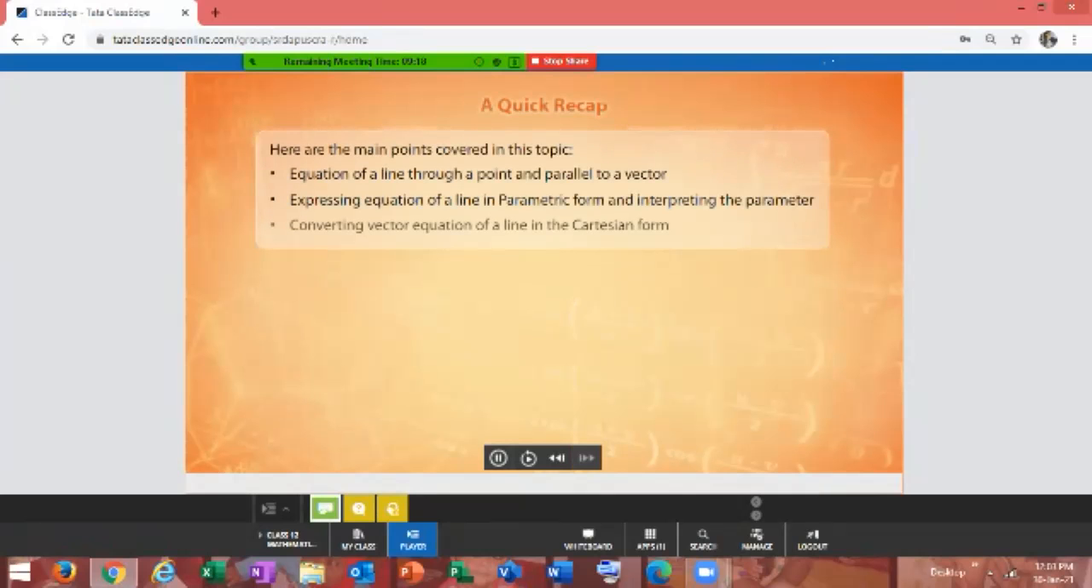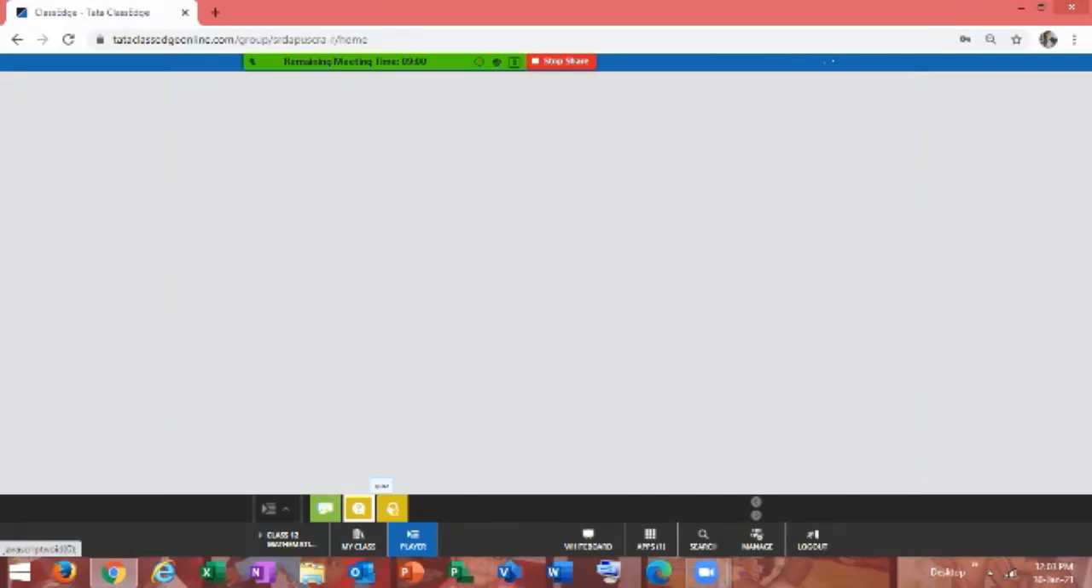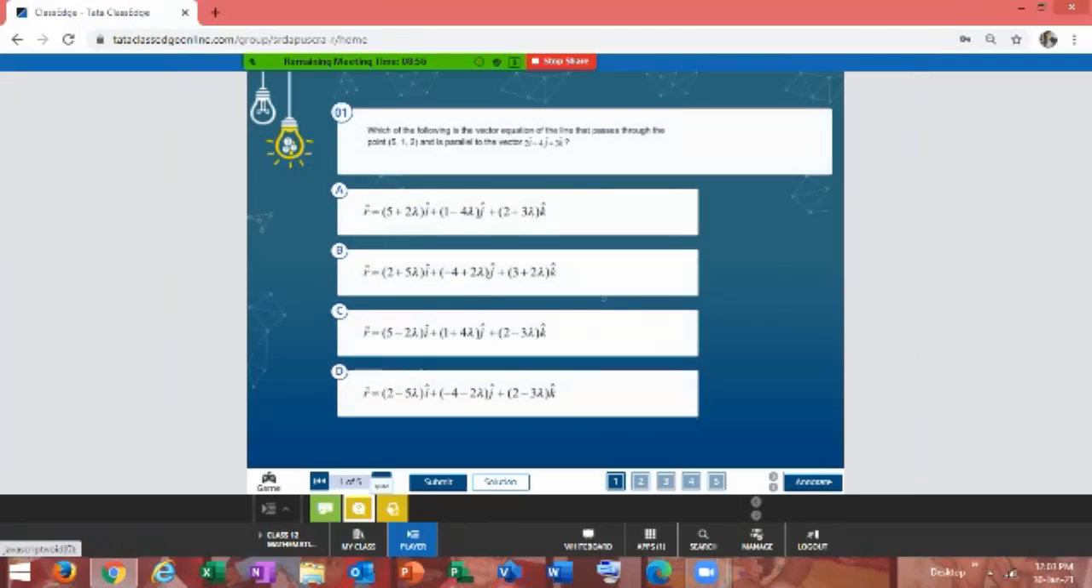the recapitulation of this content you have seen here: the equation of a line passing through a point and parallel to a vector, expressing the equation of a line in the parametric form, interpreting the parameters, and converting the vector equations of straight lines into the Cartesian form. Now on the basis of this, here are some questions and you will have to answer them. So please check and tell me what the answers will be.